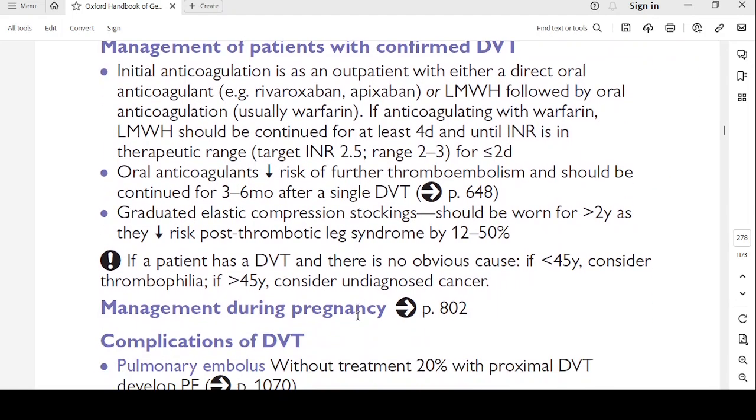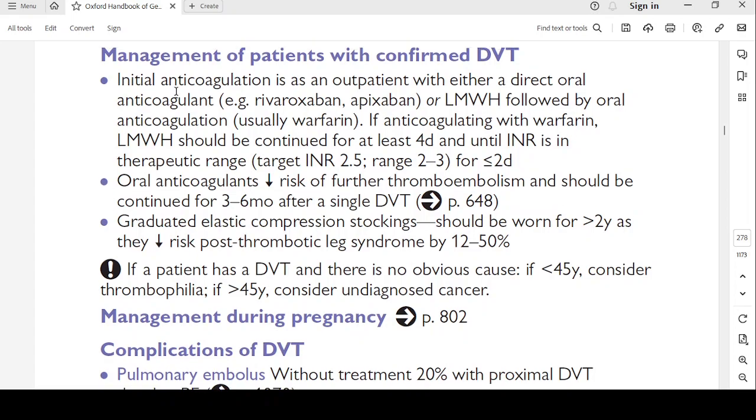Management of patients with confirmed DVT. Initial anticoagulation is as an outpatient with either direct oral anticoagulation, rivaroxaban or apixaban, or low molecular weight heparin followed by oral anticoagulation, usually warfarin. Anticoagulation with warfarin or low molecular weight heparin should be continued for at least 4 days and until the INR is in the therapeutic range, that is INR 2.5, range 2 to 3, for less than 2 days.